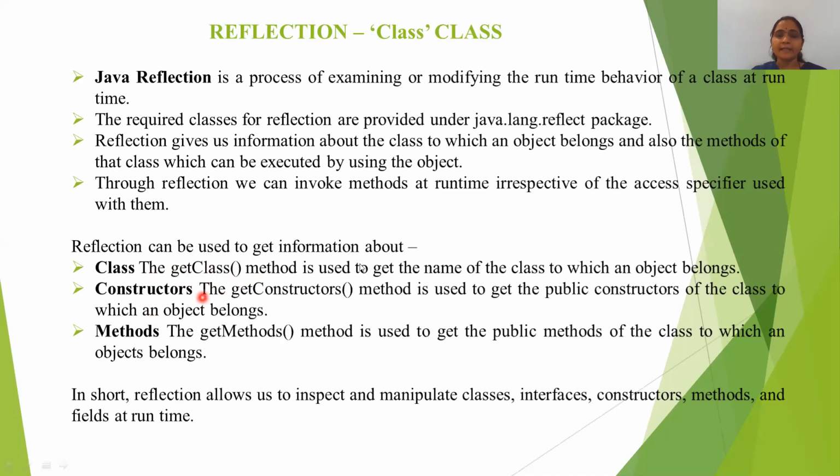If you want to retrieve the name of a class, then in that situation you have to use the get class method. The get constructor method is used to get the constructor of the class to which the particular object belongs. And similarly, get methods retrieves the methods of the class to which the particular object belongs. So remember that get class, get constructor, and get methods are the three methods to get the details of the class, the constructor, and the methods. All this information we can get with the help of reflection.